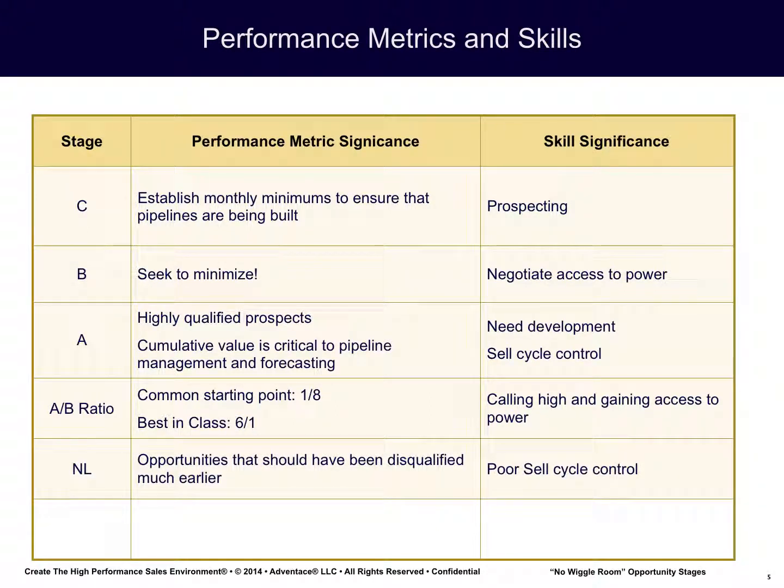And that leads us to the near loss, which is an indicator that someone is poor at sell cycle control and should be disqualifying much earlier instead of hanging on to loser opportunities. And finally, the near win. This is an excellent metric to track because it means your seller is quite capable of executing a sell cycle, qualifying throughout, and bringing opportunities home.